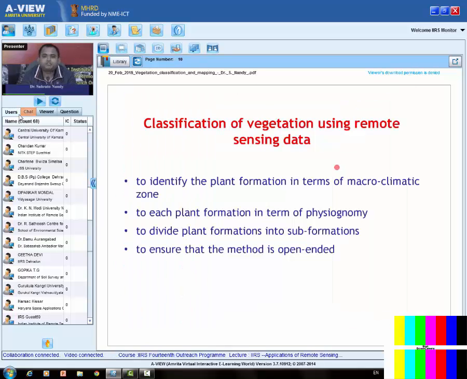When you classify vegetation using remote sensing data, first of all you try to identify the vegetation in a very large area, like a macroclimatic zone. So first you identify a bigger area, such as forest area, let's say vegetation. Then you come down to the next level, plant formations, like physiognomy, basal physiognomy, then subformation. Then you can go on to gregarious formations, then successions, or maybe anything. But again, this depends on the capability of the data you are using.